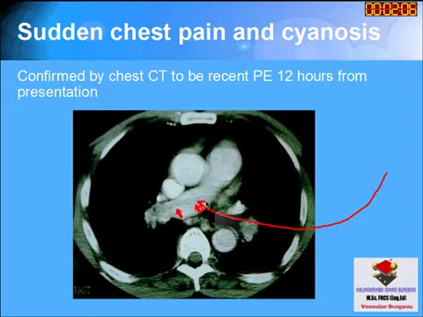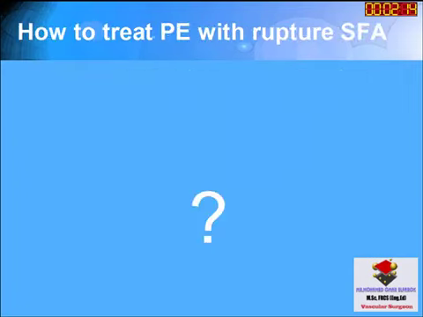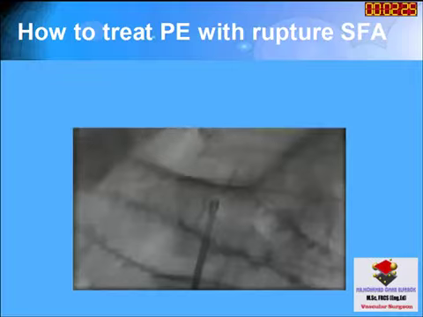So we discussed with the patient and the relative, and we put a plan of having IVC filter, then endovascular management to the ruptured aneurysm, and surgery as a second option. How to treat pulmonary emboli with a ruptured superficial femoral artery is definitely an intriguing question.